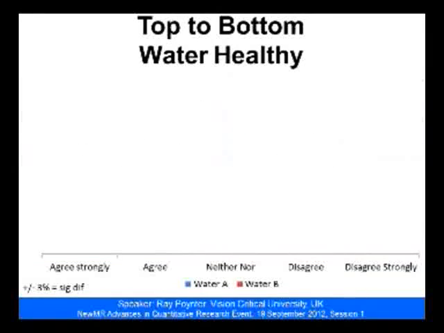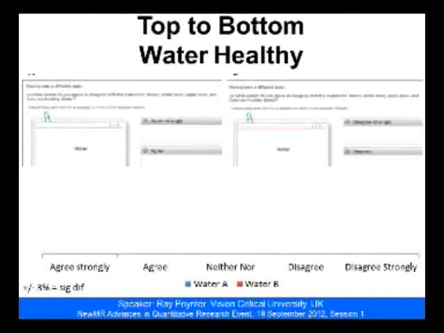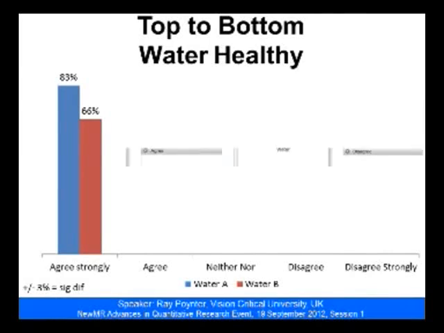So first of all, we're going to look at water. And again, the blue data, water A, is where water is at the top, and the red data, water B, is where water was at the bottom, where agree strongly was at the bottom and disagree strongly was at the top. And again, we see the same sort of effect, and in fact for water very strongly. If agree strongly is the top box, it got 83% agree strongly. If disagree strongly was the top box and agree strongly was at the bottom of the page, only 66% of people agreed strongly. So we've got a big difference between the two.